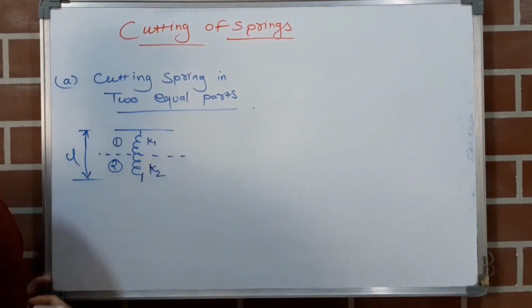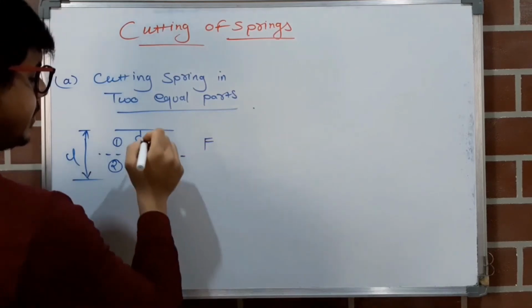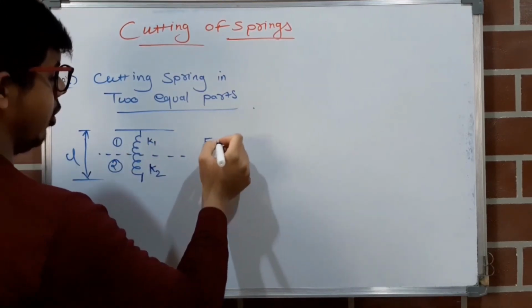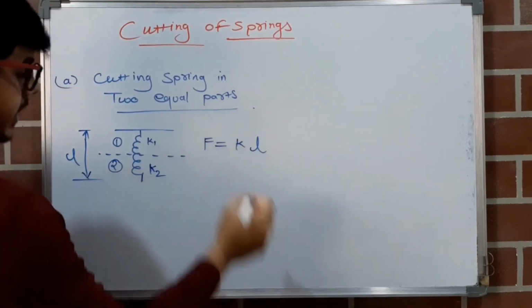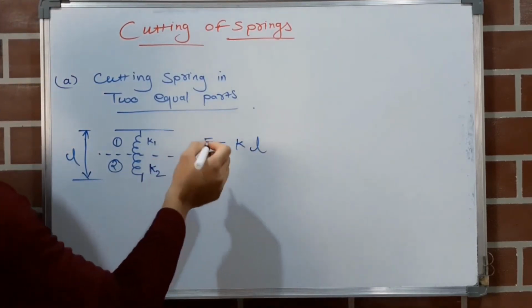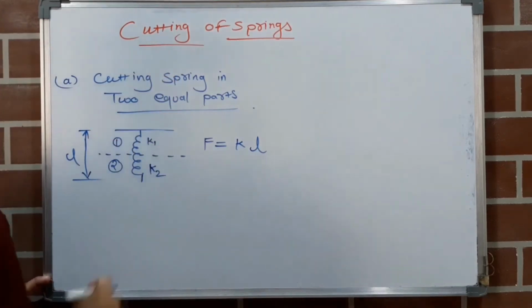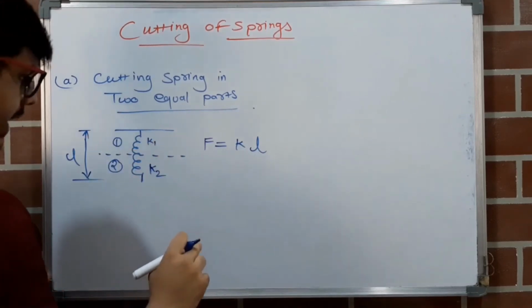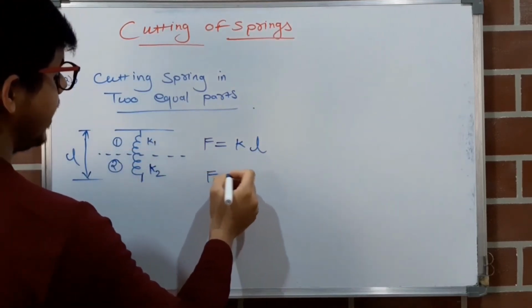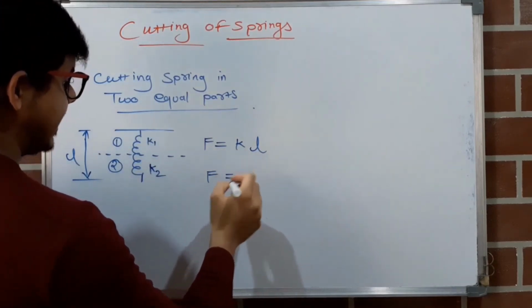When the spring was uncut, if we apply a force, the spring will produce a restoring force of F equals K into L. This is the restoring force which is produced by this uncut spring when we extend it. Now when we cut this spring into two equal parts, there will be a difference in the stiffness. So we will see that.